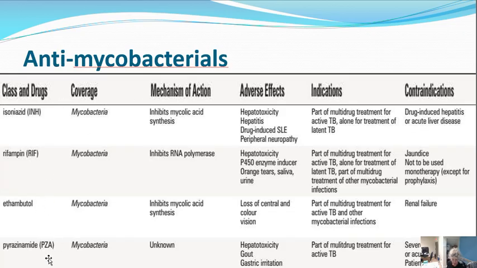Antimycobacterials. Here you go. These are your TB drugs: isoniazid, rifampin, ethambutol, pyrazinamide. And they all do something different. Ethambutol can cause renal failure. It can also affect the eyes. Rifampin can cause jaundice. And isoniazid can cause hepatitis. And pyrazinamide can also cause hepatotoxicity.